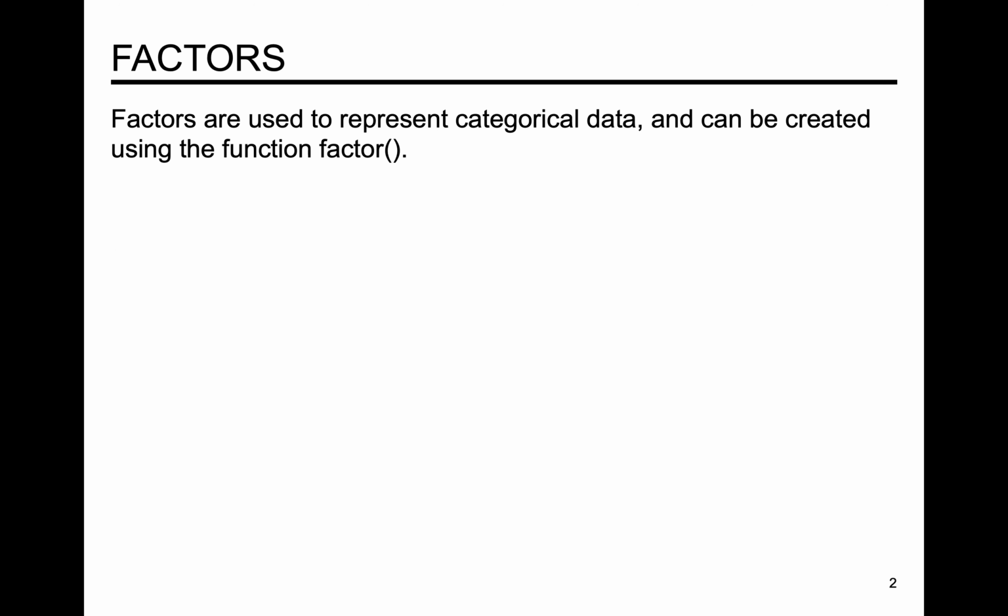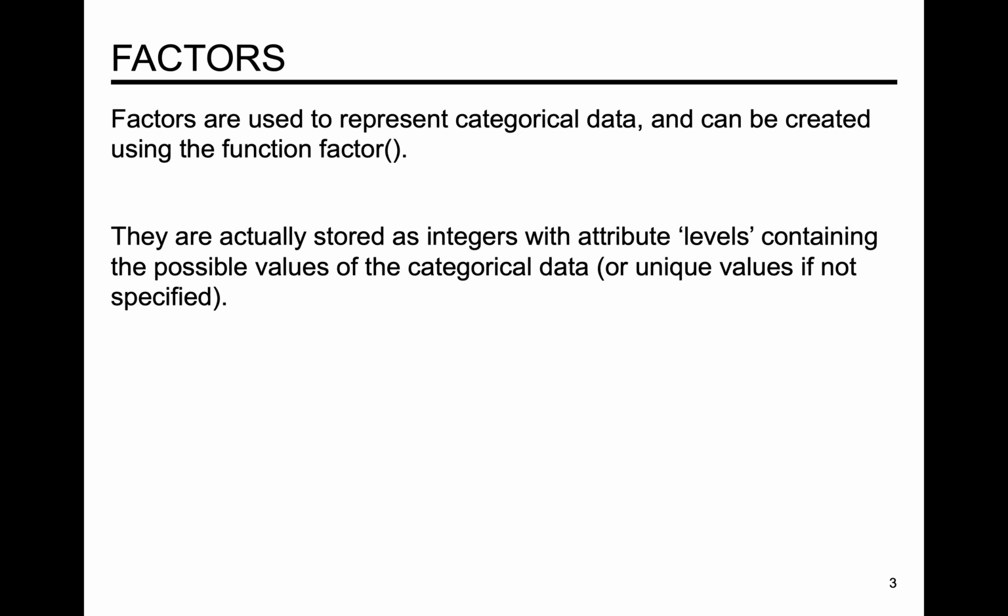Factors are used to represent categorical data and can be created using the factor function. They are actually stored as integers with attribute levels containing the possible values of the categorical data, or the unique values if not explicitly specified. Something important to remember is that R sorts levels by default. Let's look at some examples.